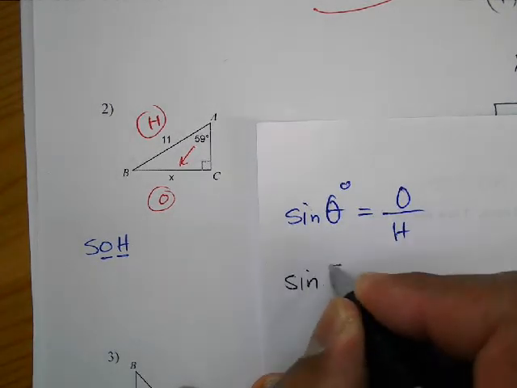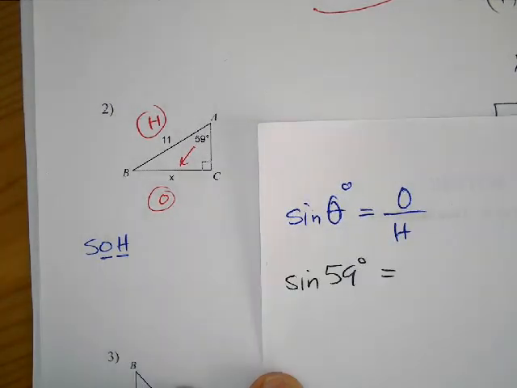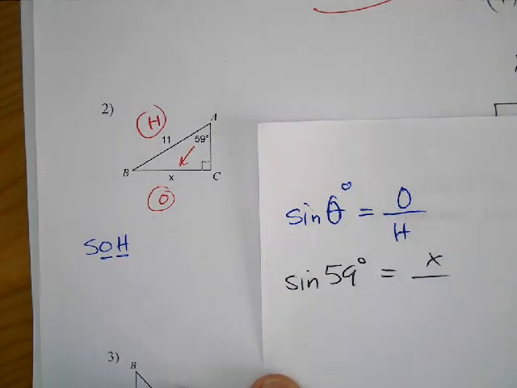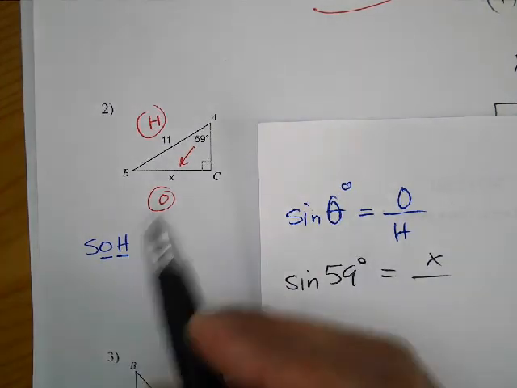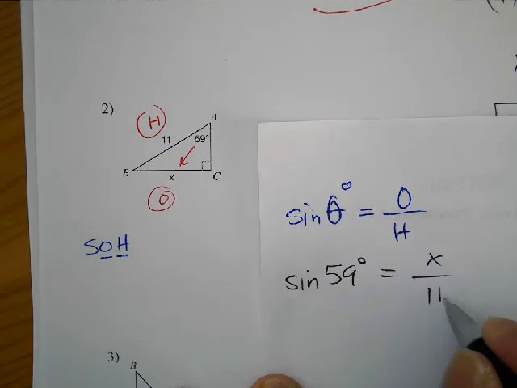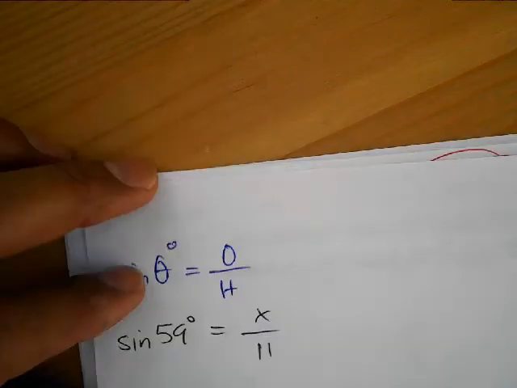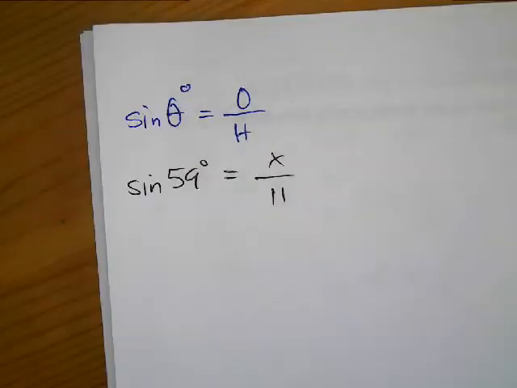What is the angle? Well, 59 degrees. Sine of 59 is equal to x over... x is the opposite, and the hypotenuse is 11. All right, so there's the problem.